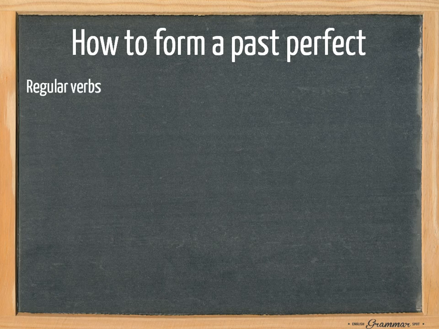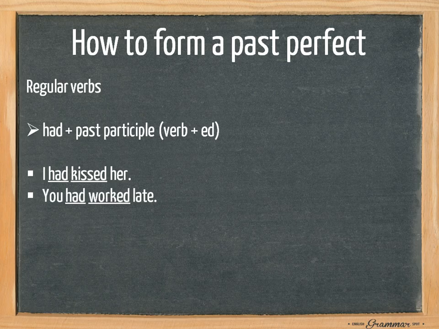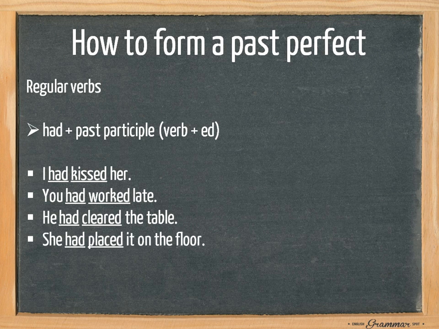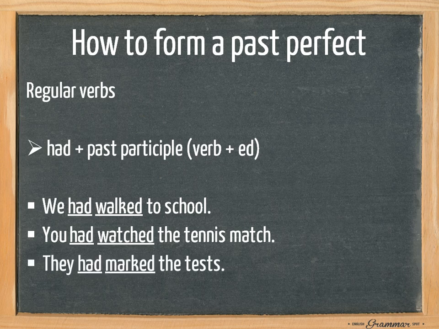For the regular verbs, we use the auxiliary verb to have, but now the past form of to have, which is had, and the past participle. The past participle can be made by adding ed to the base form of the verb. For example, I had kissed her, you had worked late, he had cleared the table, she had placed it on the floor, it had snowed. For the plural forms, we do the same. We had walked to school, you had watched the tennis match, and they had marked the tests.